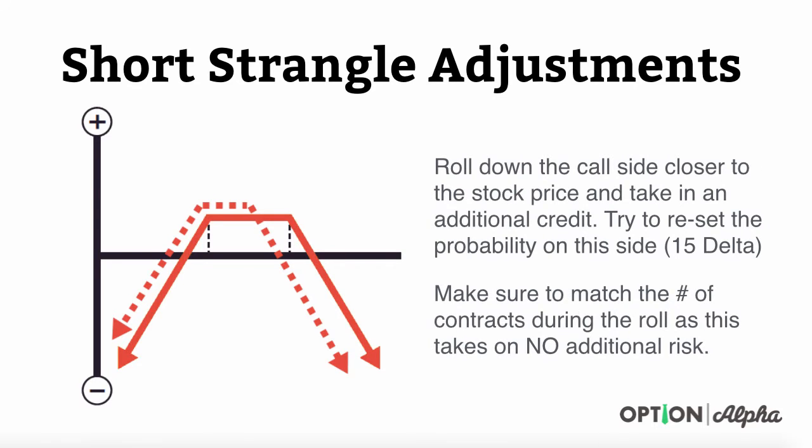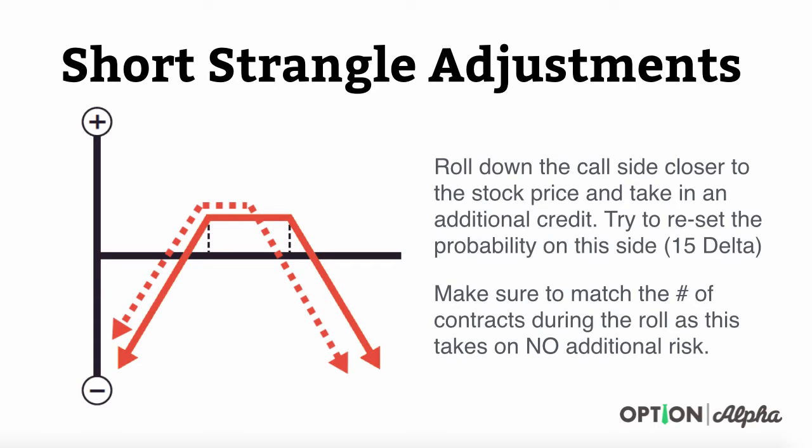And so one key point here is that when we roll down this call side, everyone always asks, well, how far do I roll down that call side? How close to the market do I want to get? And we always say that we try to reset the probability on this side of the trade to a 15 delta. When you originally entered the trade, it had a 15 delta. As the stock is dropping, the delta of that strike price is also dropping. So it's no longer a 15 delta because the stock is moving away from that strike price. So we try to reset that probability, and that gives us a good guidepost to use when we're trying to decide how far down to roll that side.